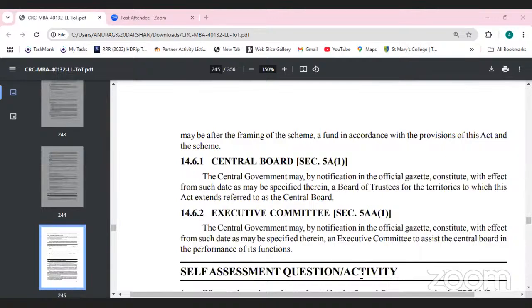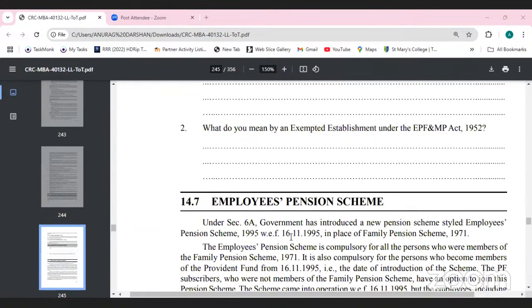Now, coming to the central board, under Section 5A, subsection 1, the central government, by notification in the official gazette, constitutes with effect from such date as may be specified, a board of trustees for the territories to which this Act extends. Then we have the executive committee. Section 5AA, subsection 1, deals with the central government constituting, by notification in the official gazette, with effect from such date as may be specified, an executive committee which will assist the central board in the performance of its functions towards the pension.